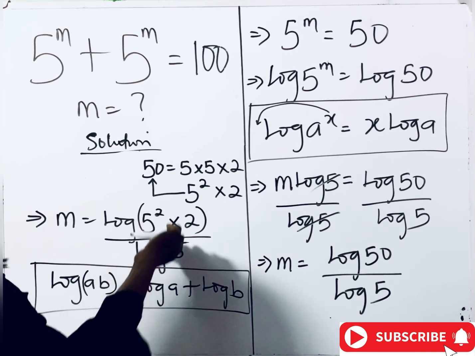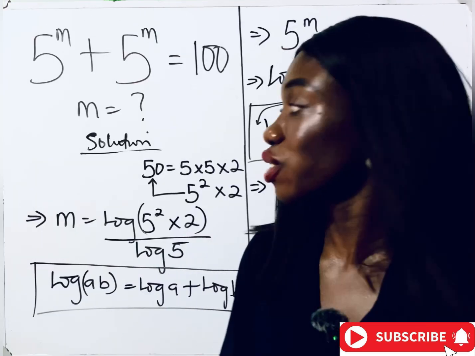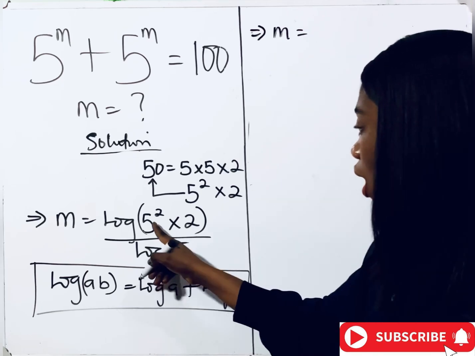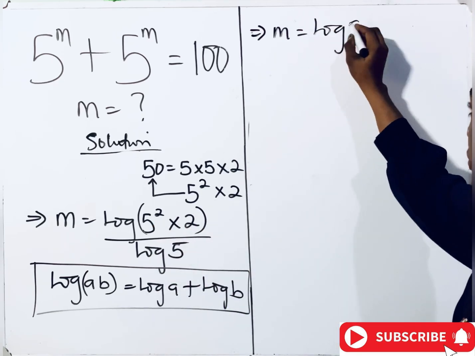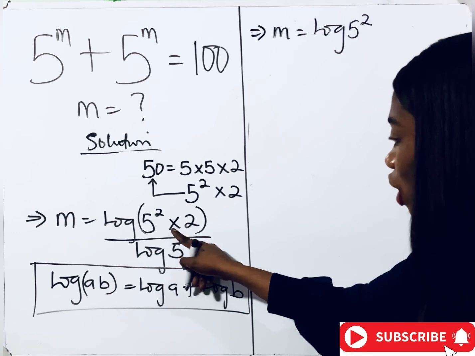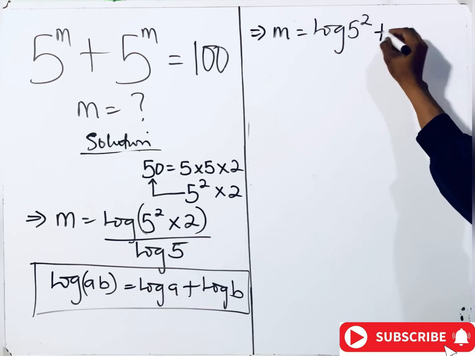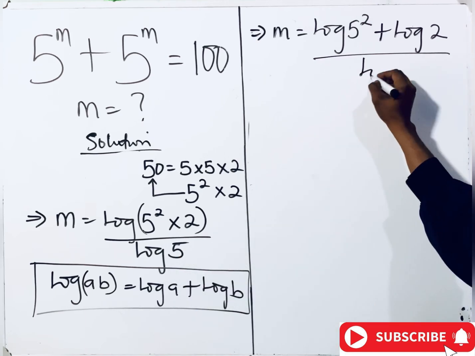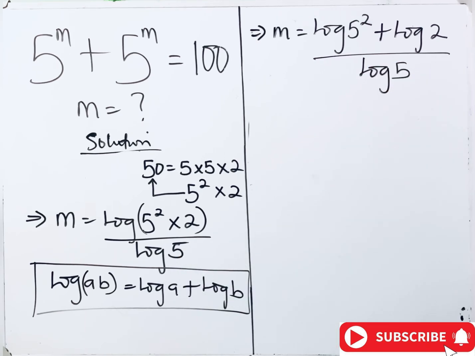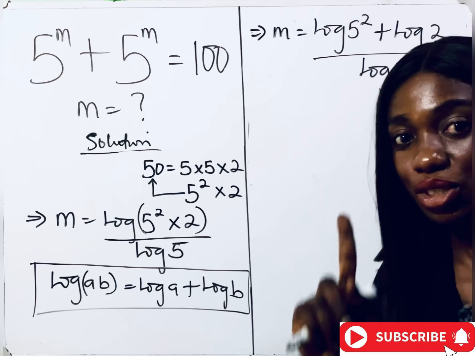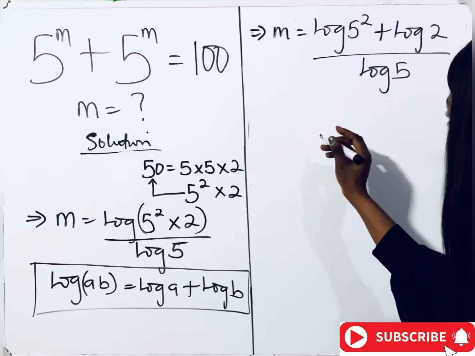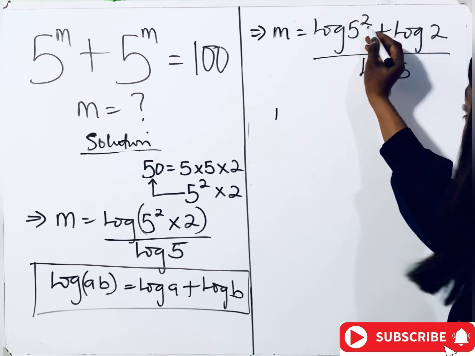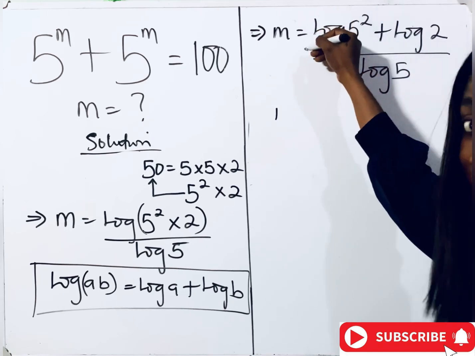So this is going to be another guide. Now let's apply this rule here to simplify. We have m is equal to log of 5 to the power of 2, then the multiplication sign turns to addition. Did you see that? Then we have log of 2, all divided by log of 5. I hope you are still with me. Now at this point, just remember this rule again, which says that when you have a log, remember this is the power, so this power can multiply the log.